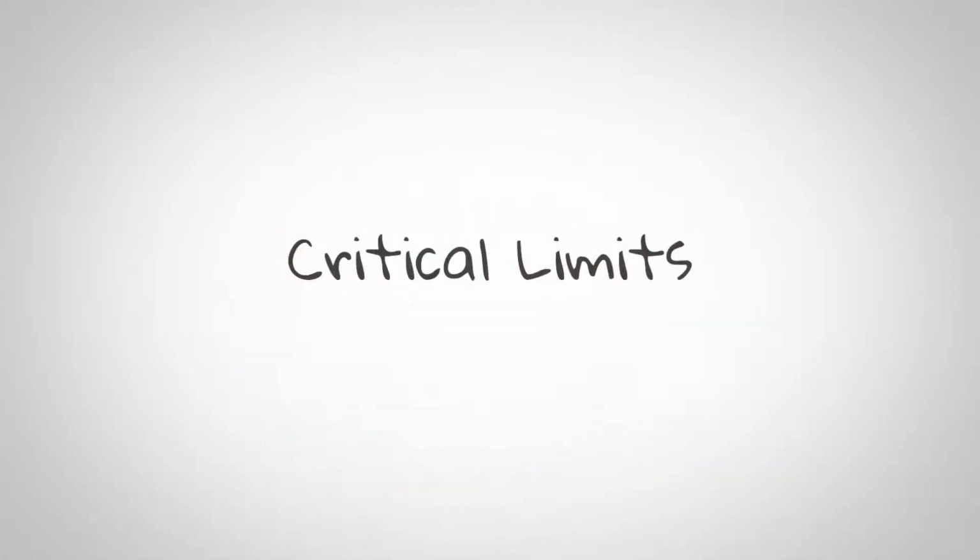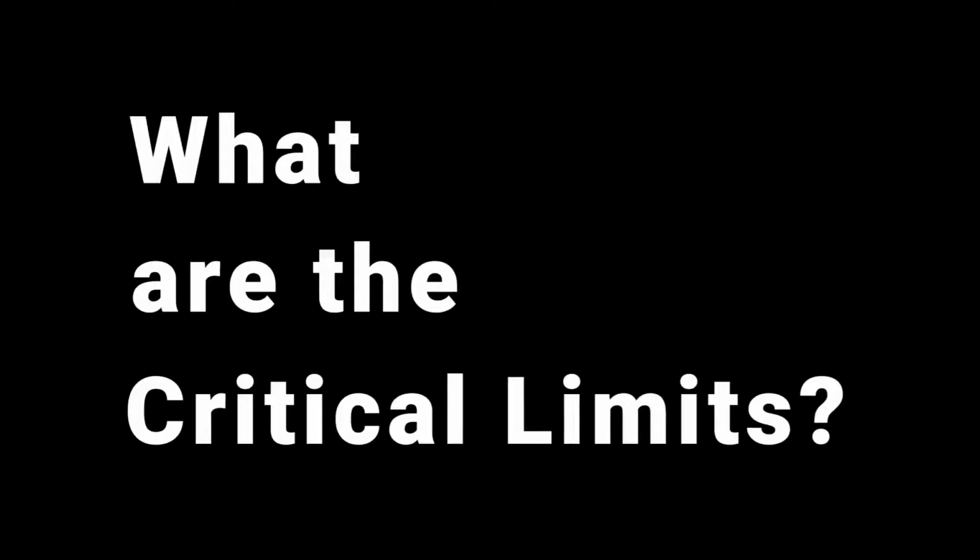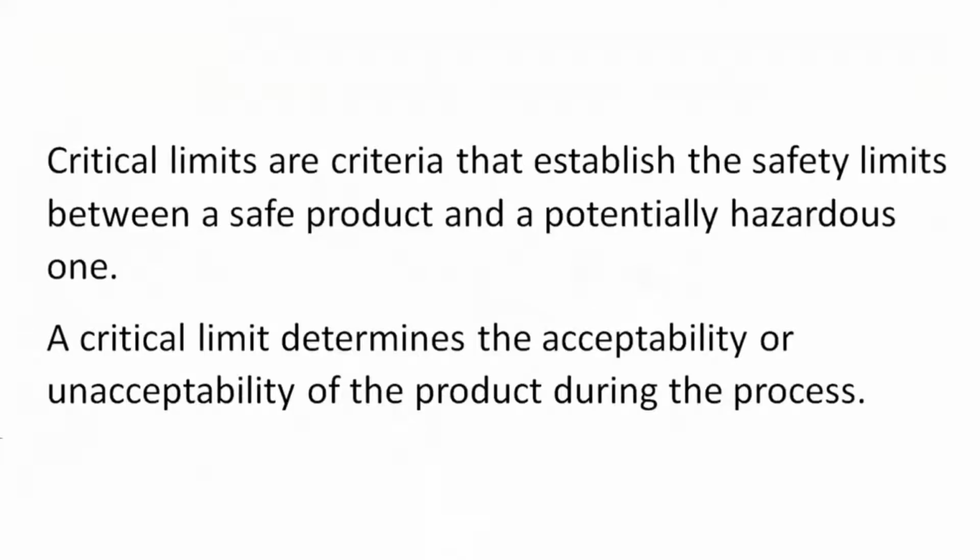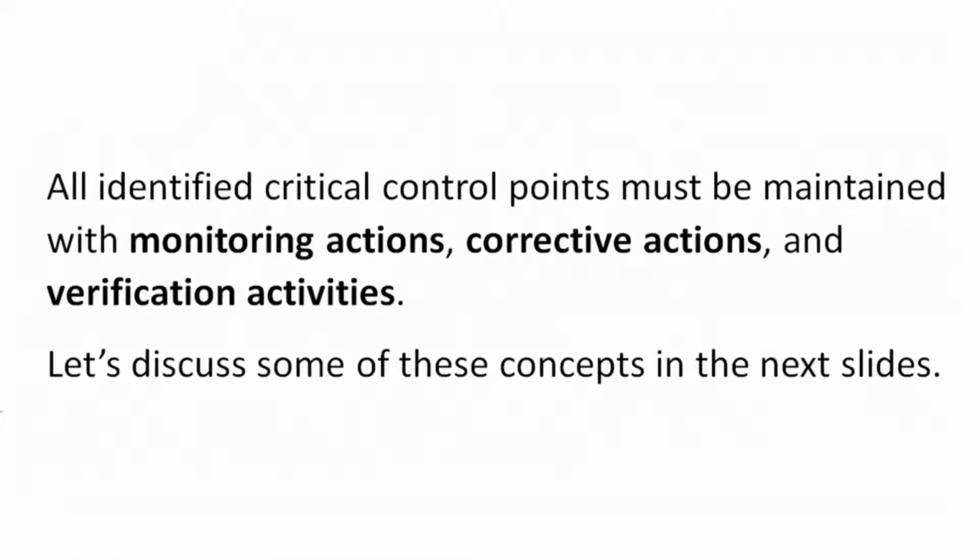Critical limits. What are the critical limits? Critical limits are criteria that establish the safety limits between a safe product and a potentially hazardous one. A critical limit determines the acceptability or unacceptability of the product during the process. All identified critical control points must be maintained with monitoring actions, corrective actions, and verification activities. Let's discuss some of these concepts in the next slides.